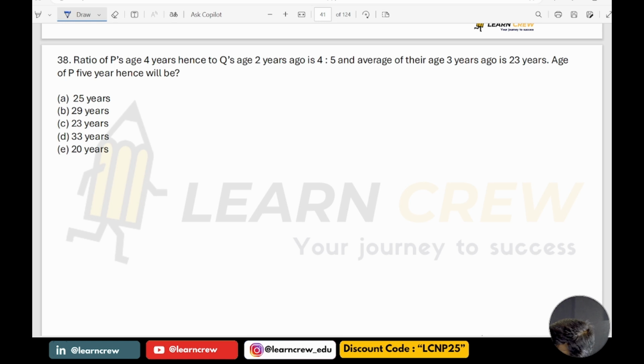Now question number 38. The ratio of P's age 4 years hence to Q's age 2 years ago was 4:5, and their average age 3 years ago was 23, so now 26. Now their sum is 52. The age of P 5 years hence will be... So please see here, 5 years hence.